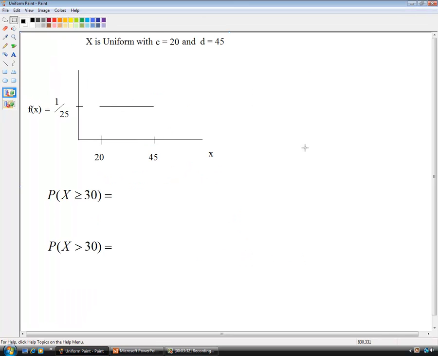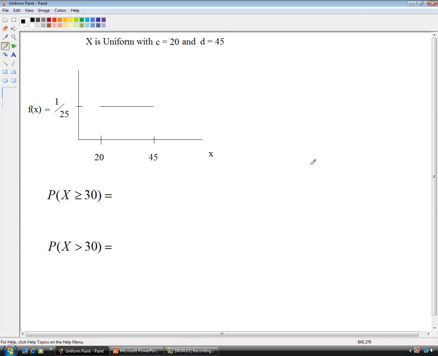Alright, so this is a uniform distribution. C is the value of 20 and D is the value of 45. So we're getting a straight line function between the numbers 20 and 45. 45 minus 20 is 25, so our function of x is the straight line of y equals 1 over 25, or f of x is 1 over 25. This means that the area underneath this curve is 1, and we can see that very easily.